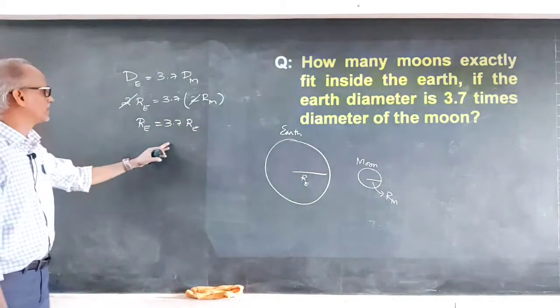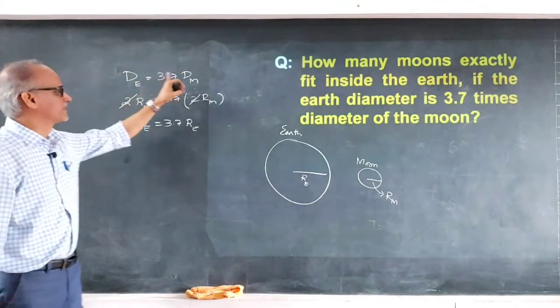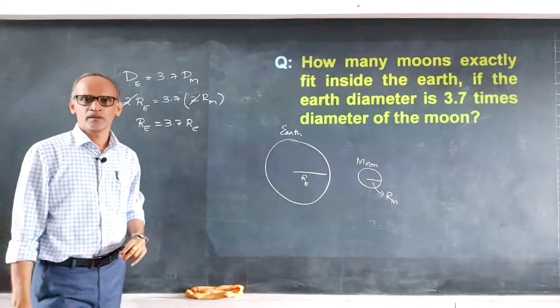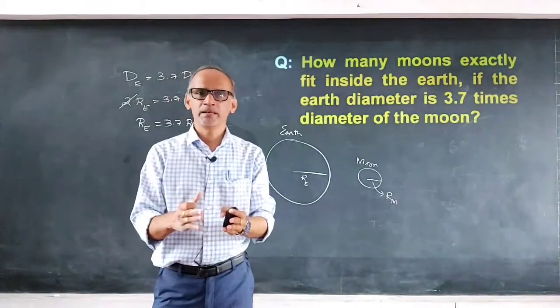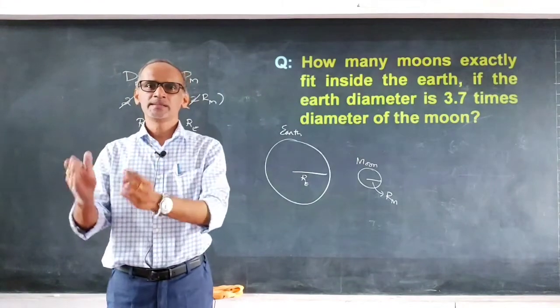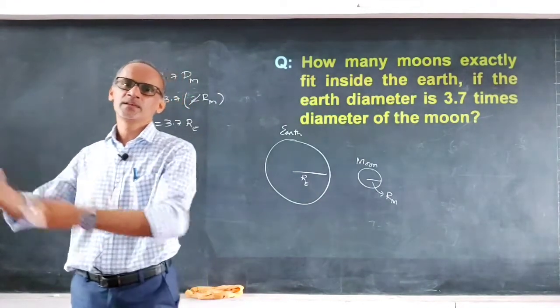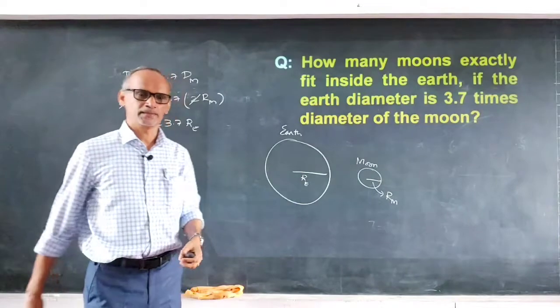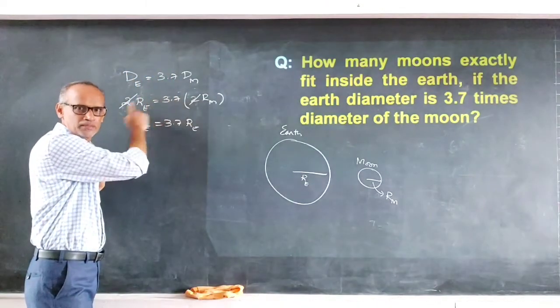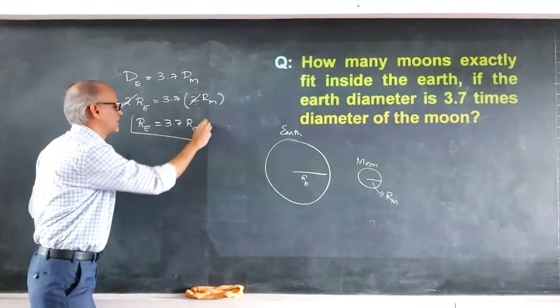So this point you have to remember. If the diameter is 3.7 times the diameter of the moon, radius is also of the same factor. If the diameter is 10 times the diameter of an object, then its radius is also by the same factor, 10 times the radius of the other object. There is no change in the factor. Keep that in mind, because on both sides that number will get cancelled. So now we are ready with this.